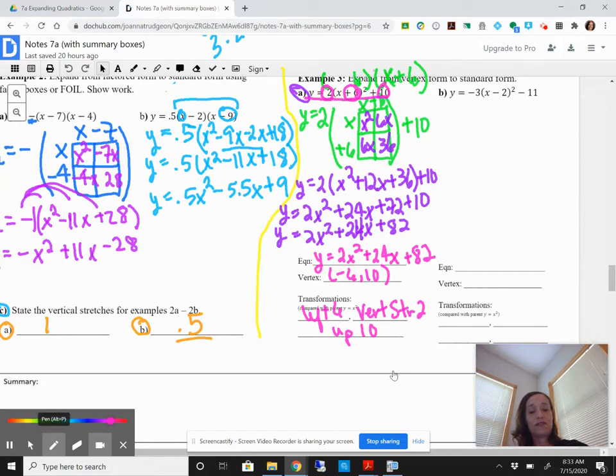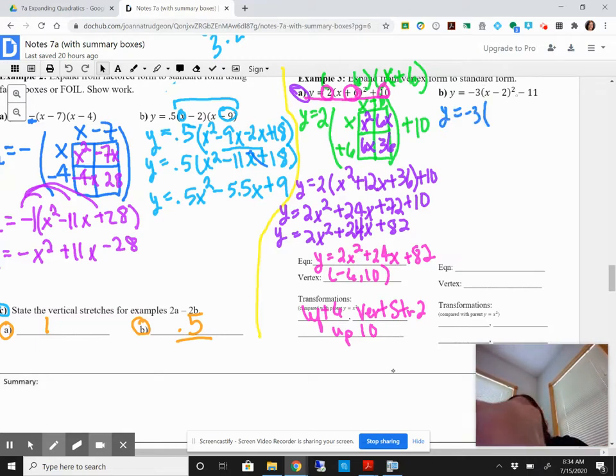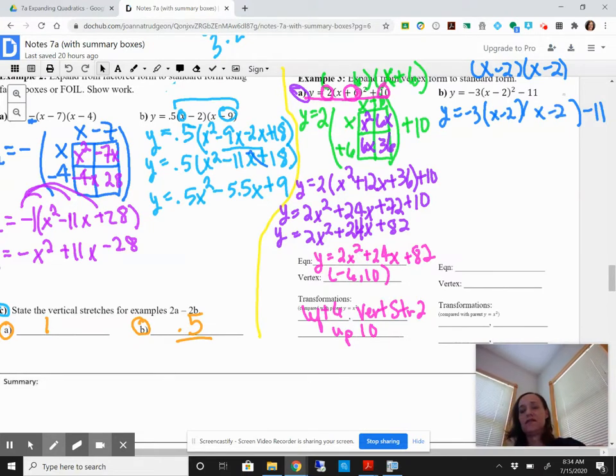Okay, last one, and then we're going to be done with this. I want to write this in standard form. So this one I'll do not with sneaky squares. I'll do it with FOIL. So y equals negative 3. And then I'm going to FOIL that inside, and then I'm going to have the minus 11. So basically, when you're FOILing, it's x minus 2 times x minus 2. Sometimes it might be good to write that piece too. Maybe I will. I'll go like this. X minus 2. X minus 2. So it's all sort of laid out there for you.